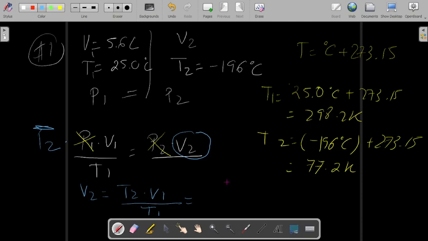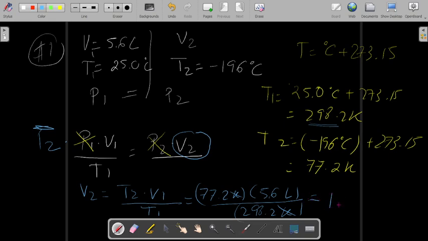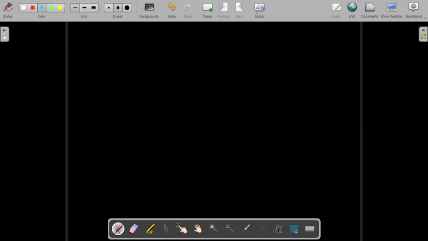Just put the numbers in. What's temperature 2? 77.2 Kelvin. Multiplying volume 1, which was given to you. That was 5.6 liters. What's temperature 1? We just calculated right here, 298.2 Kelvin. Kelvins cancel one another. We're going to be left with liters, and that's where the 1.4 liters came from. That was the answer for number 1. Number 2.